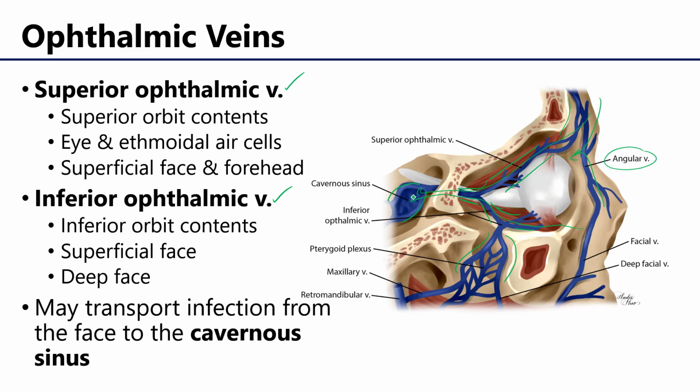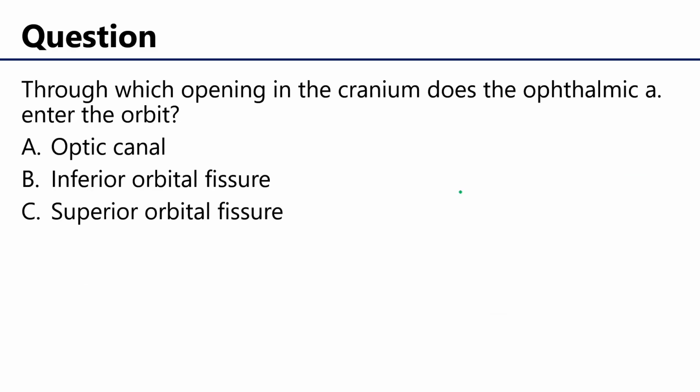That leads us to the assessment question of the video, and that is, through which opening in the cranium does the ophthalmic artery enter the orbit? Is it A, optic canal? Yes, that is the answer.